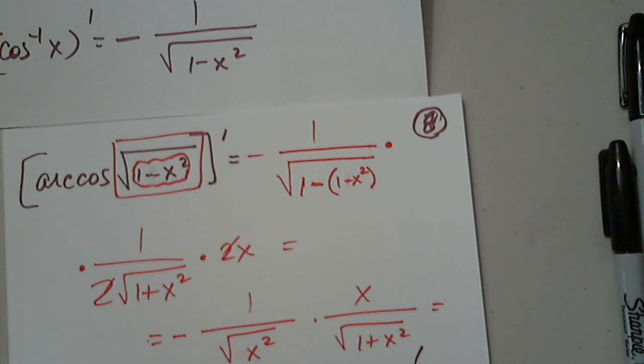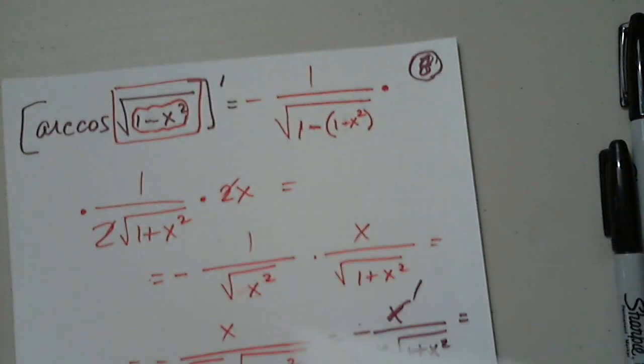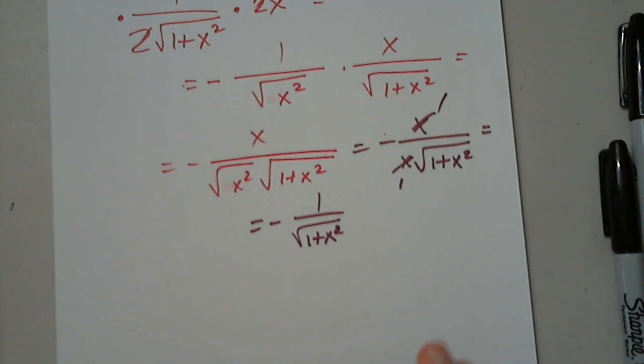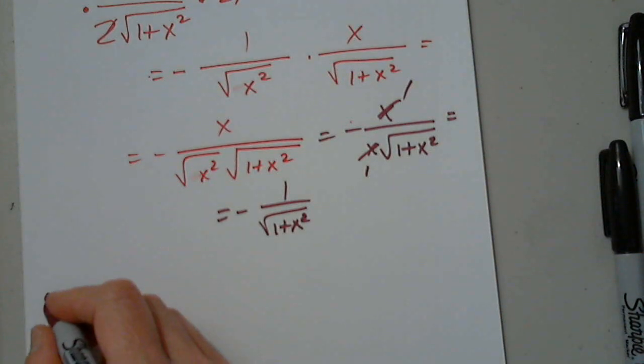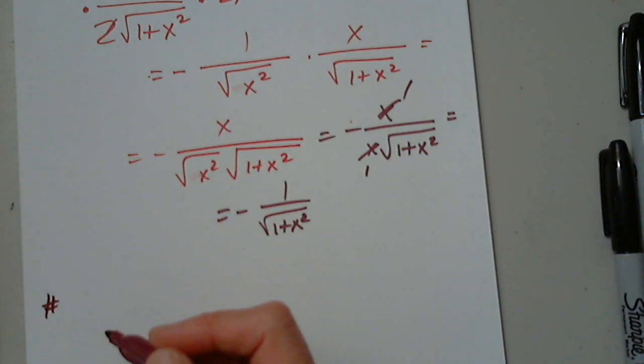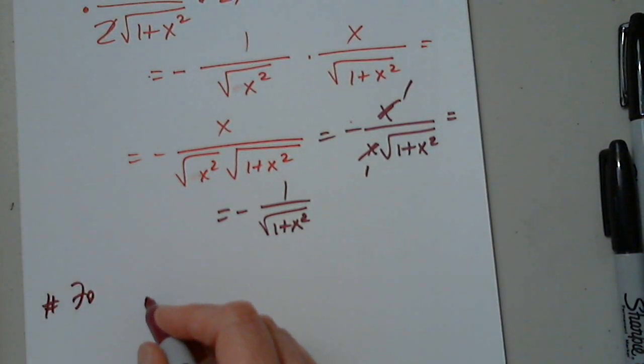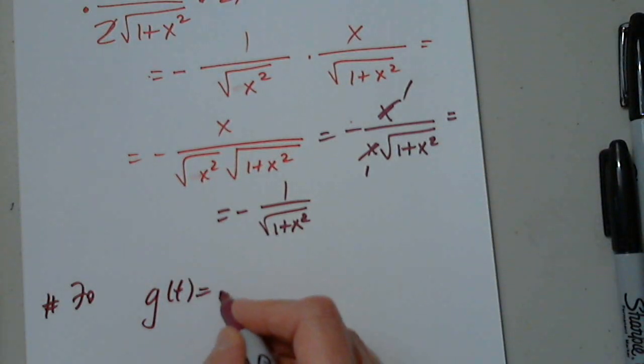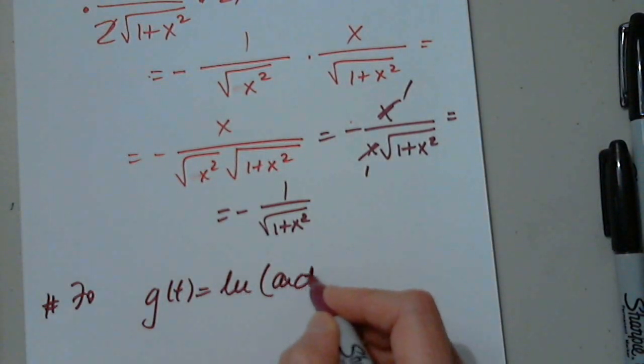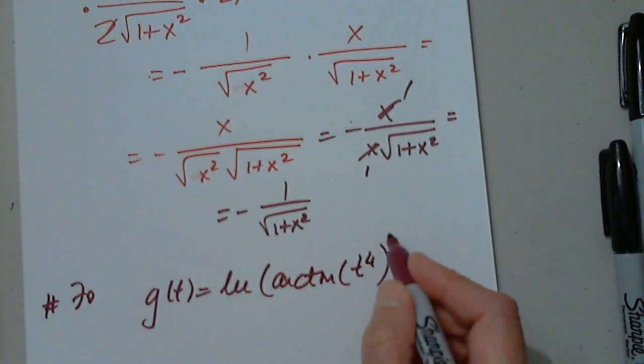Okay, I will choose 70. Or you want to choose. It's fine. Whatever you want to choose. Anyone would like 70. We like 70. Perfect. So g of t equals natural log of arc tangent t to the fourth.